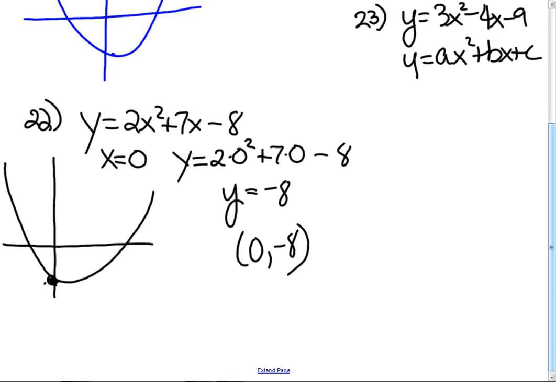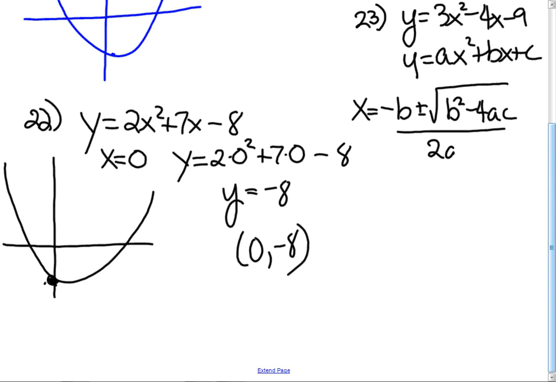Lalo, do you know what the quadratic formula is? Yeah. What is it? Opposite of b, plus or minus the square root of b squared minus 4ac all over 2a. All right, we got to know that. And then what's a? A is 3. What's b? Negative 4. Don't forget the signs. And what's c? Negative 9.